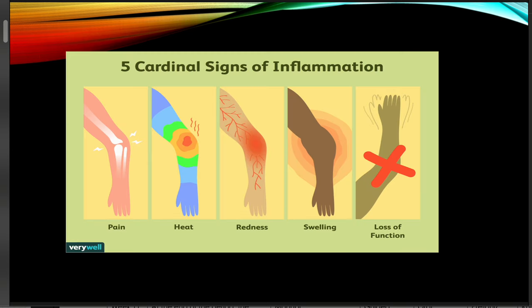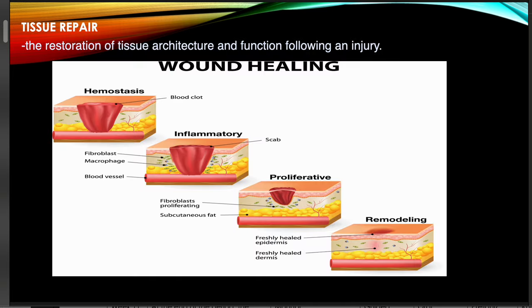So, what are the 5 cardinal signs of inflammation? We have pain, it hurts, sometimes it becomes warm, redness, swelling, and when it is too much, loss of function. Okay, what is tissue repair? This is the restoration of tissue architecture and function following an injury. So, of course, your body has the capacity to heal. So what happens first is hemostasis, inflammation, proliferative, and remodeling. In hemostasis, there is just a blood clot.